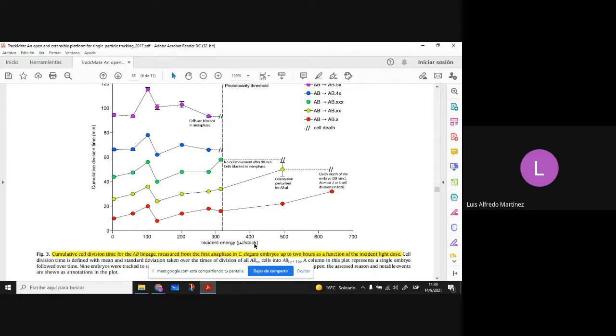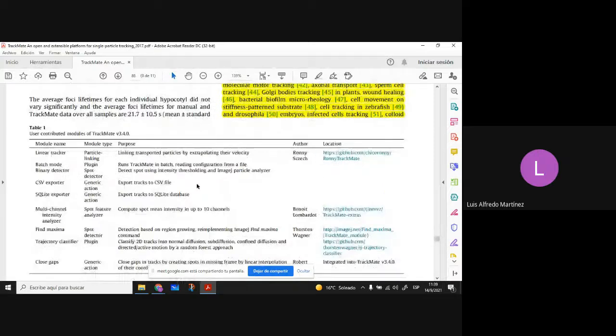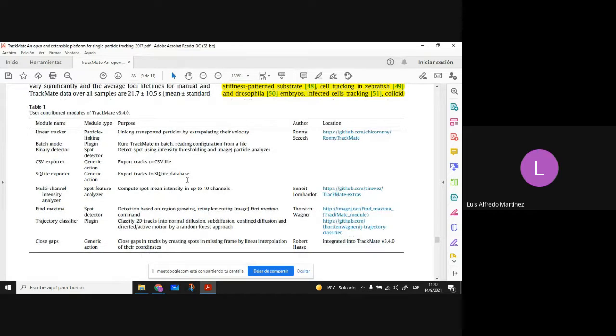TrackMate is a good software for tracking single cells and their lineage or descendants. Table 1 summarizes the module types in TrackMate version 3.4 and their functions. In conclusion, this software is very useful to make single cell tracking, and we can use it in our biological system, for example, in breast cancer. Thank you very much.